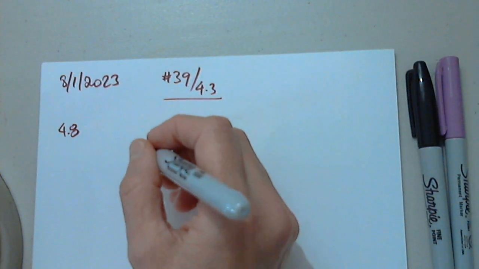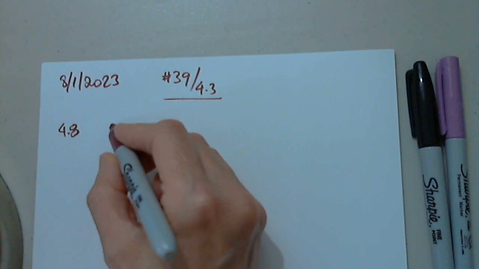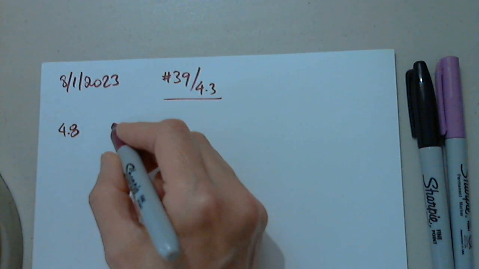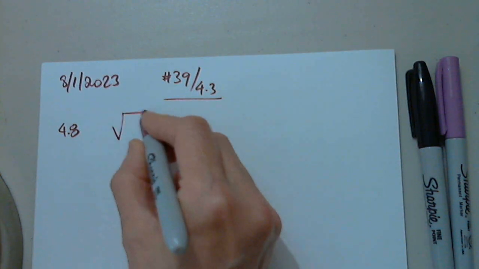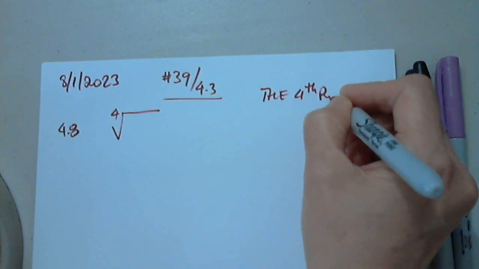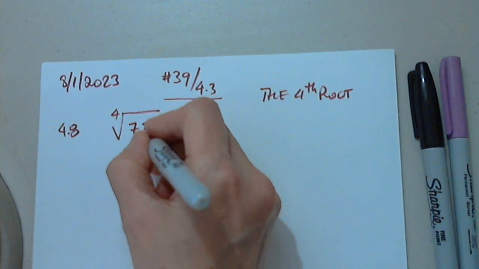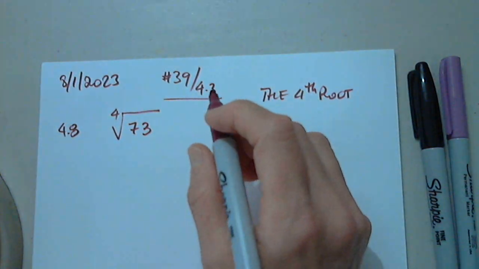No, so it's the... What's it called when there's a 4 before the square root? Is it the fourth root? Fourth root of 73. Awesome.